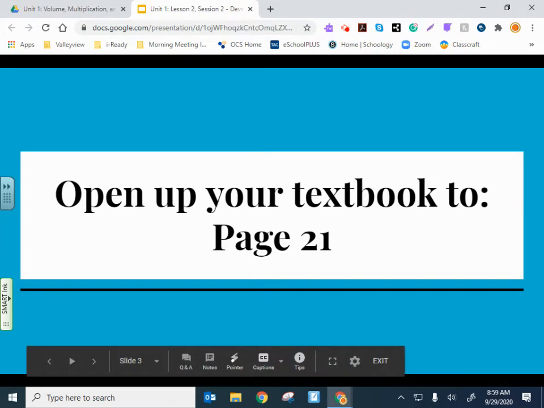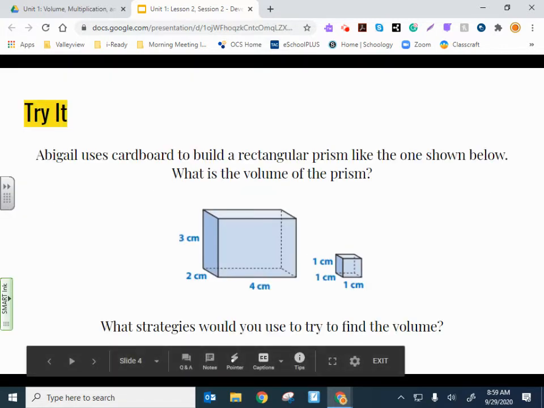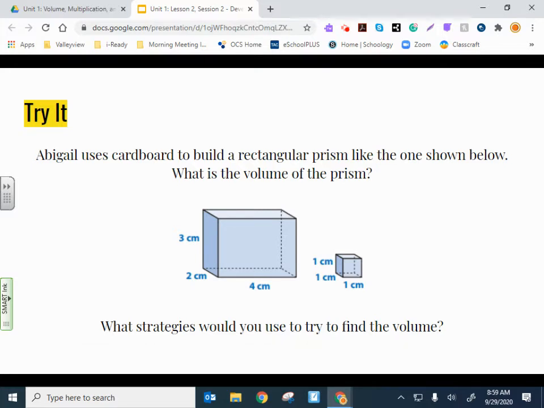All right, if you're listening from home or working on your own, open up your workbook to page 21. That's where we'll be starting our notes. Again, for videos, you can pause at any time if I'm going too fast. All right, so Abigail uses cardboard to build a rectangular prism like the one shown below. What is the volume of the prism?